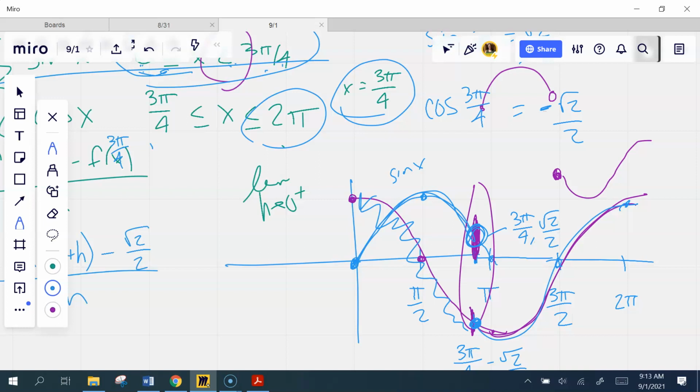I would say possibly a Pythagorean identity, but nothing past that. That's cosine squared plus sine squared equals 1. Sine squared plus cosine squared equals 1.